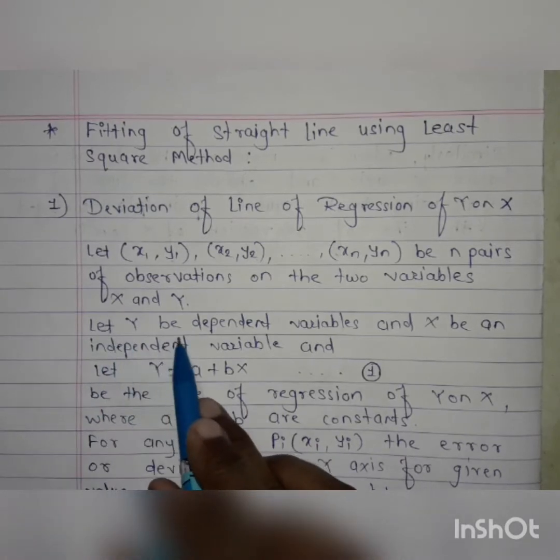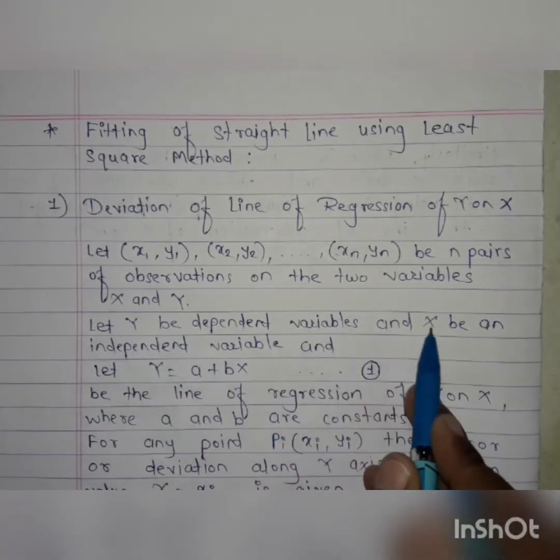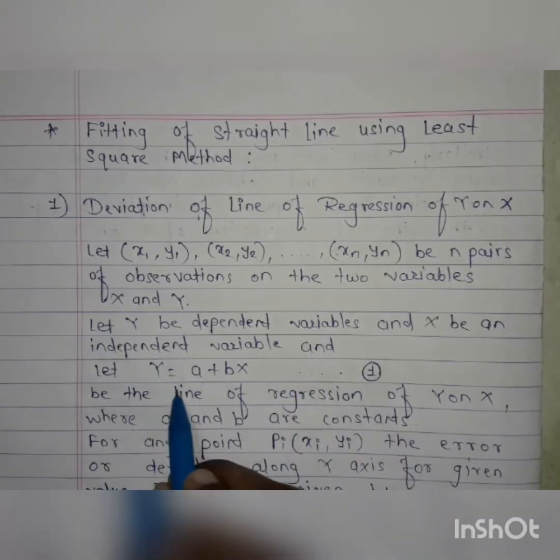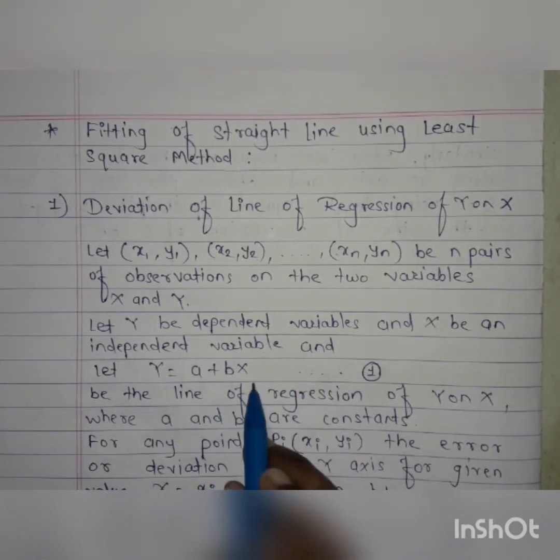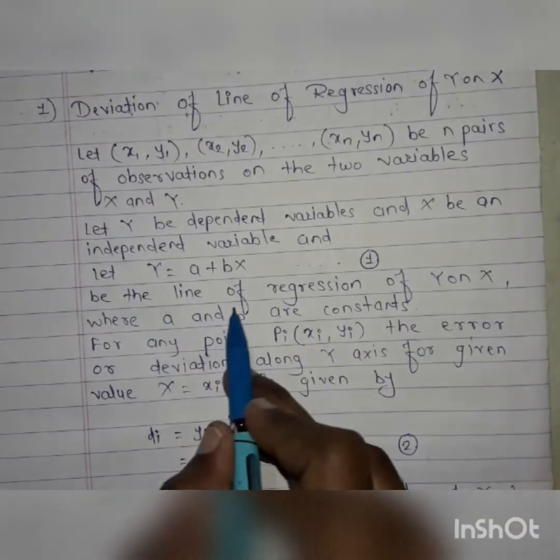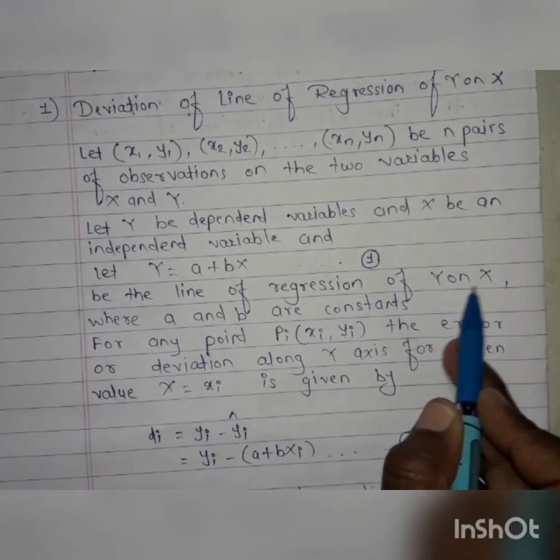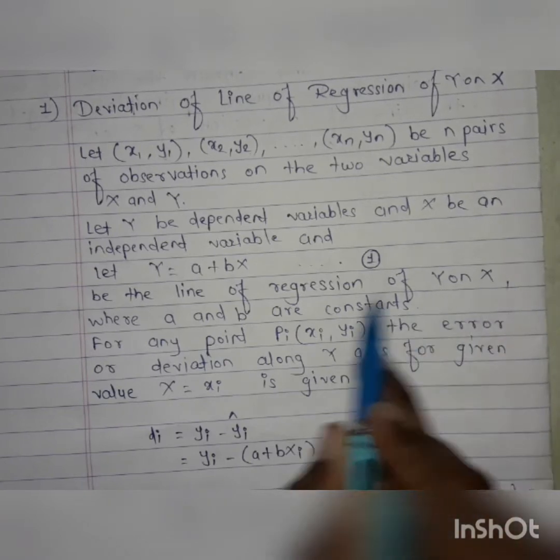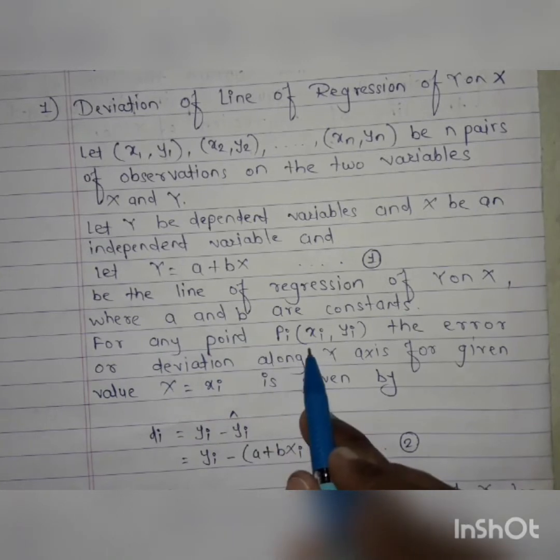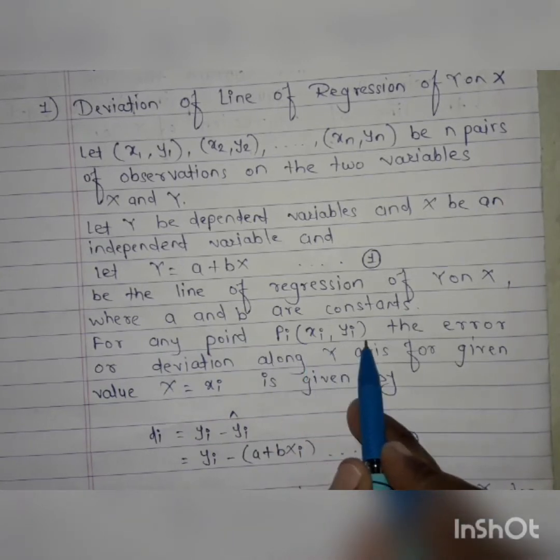Let capital Y be the dependent variable and capital X be the independent variable, and let Y = a + bX, this is equation number 1, be the line of regression of capital Y on capital X, where a and b are constants for any point Pi of (xi, yi).